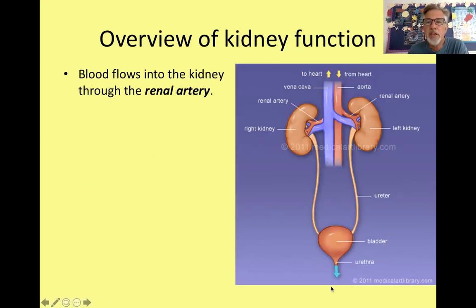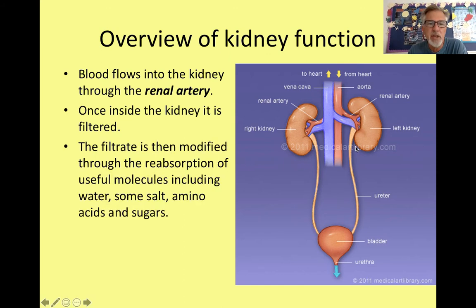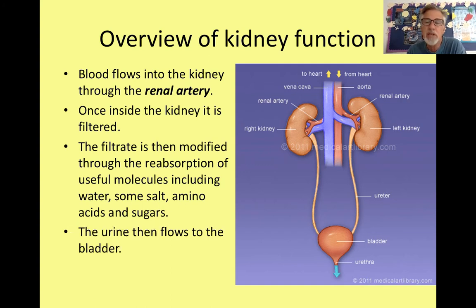Blood flows into the kidney in the renal artery. So you can see the red renal artery here brings blood into the kidney. Once it is inside the kidney, it is filtered. The filtrate is then modified through the reabsorption of useful molecules, including water, some salt, amino acids, and sugars. And what this leaves behind are waste products that go on to form the urine. And the urine then flows out of the kidneys through the ureters to the bladder.